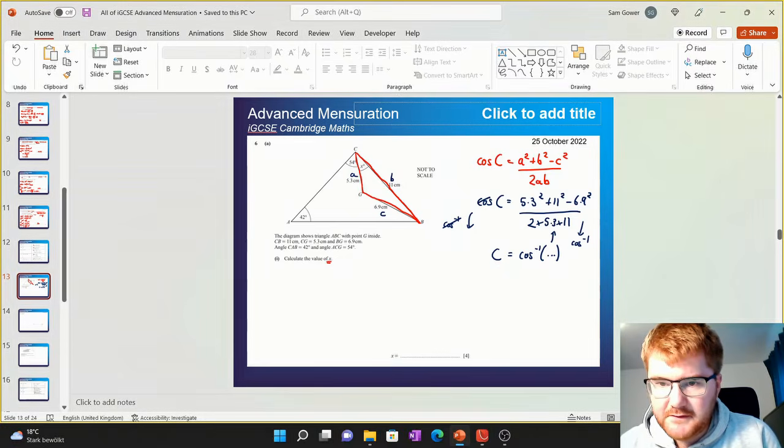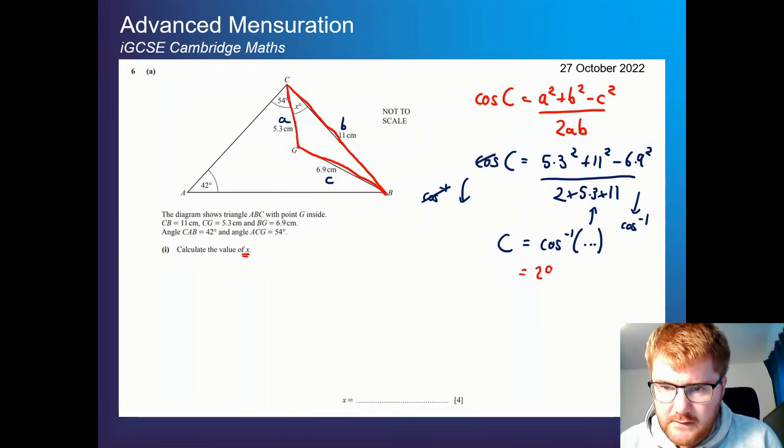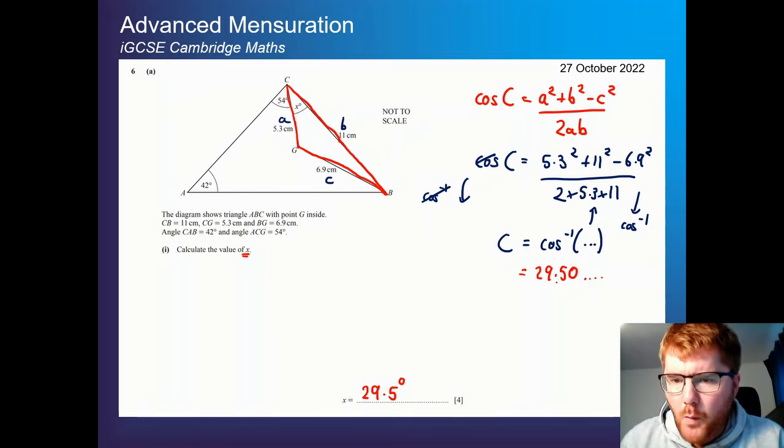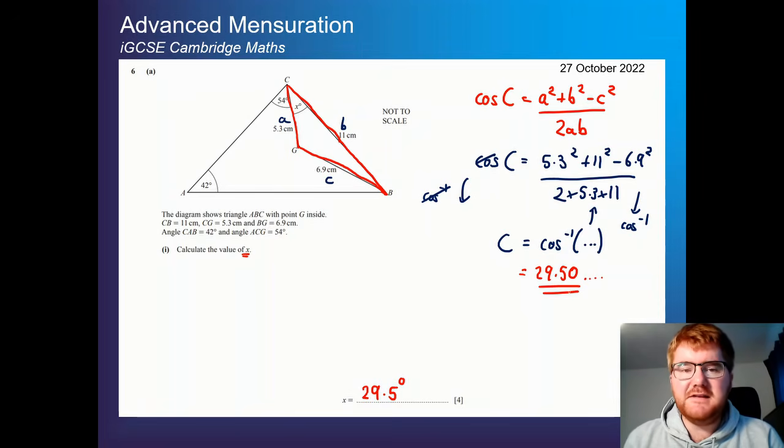29.50. Now I'm going to write that down. 0.50 dot dot dot. And of course, to 1 decimal place here, that's just going to be 29.5 degrees. We are going to need that number a bit later on, so definitely keep that in mind.